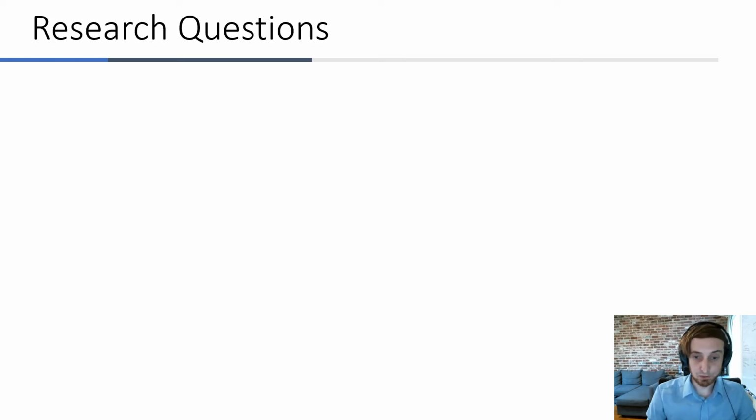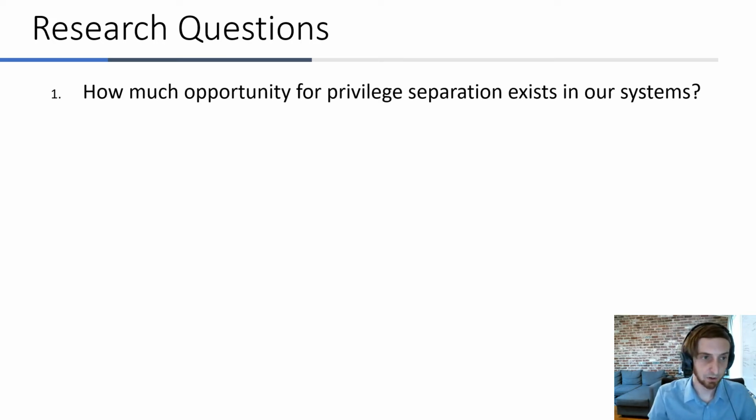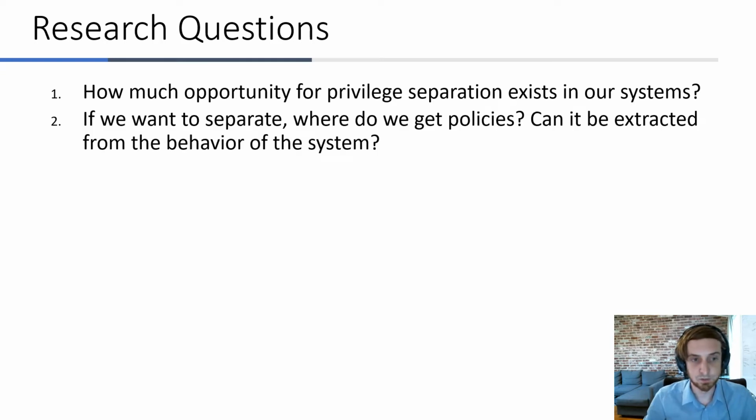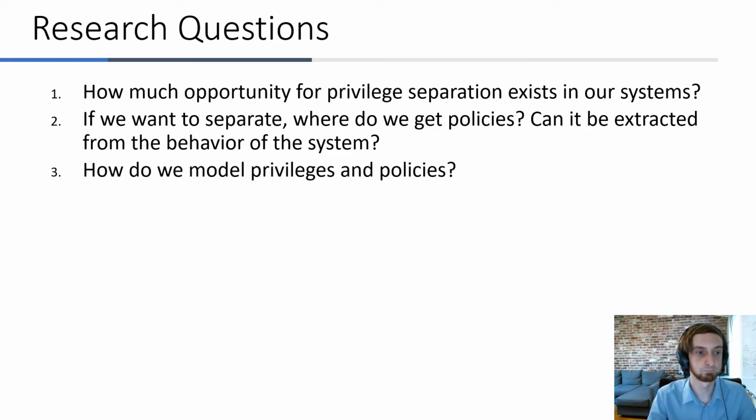Okay, so some of the research questions that we address in this work specifically are, one, how much opportunity for privilege separation exists in our systems? We hypothesize that due to modularity and good programming practices, there actually is a lot of separability within our systems if we can figure out how to exploit it. Two, assuming we do want to separate our systems, where do we get the policies from? We hypothesize that a lot of the policy can be extracted from the dynamic behavior of the system, and that allows us to use automation techniques to reduce the burden on the human engineers and developers that actually have to implement policies. So we're going to apply an automation technique.